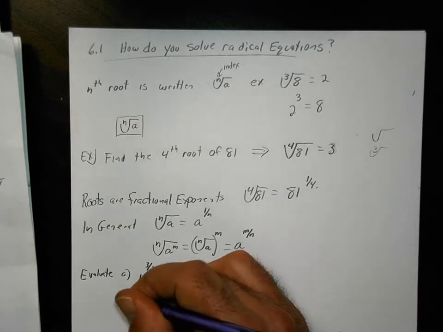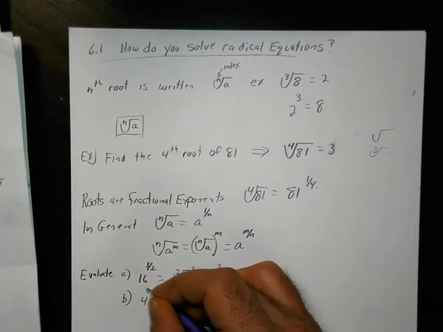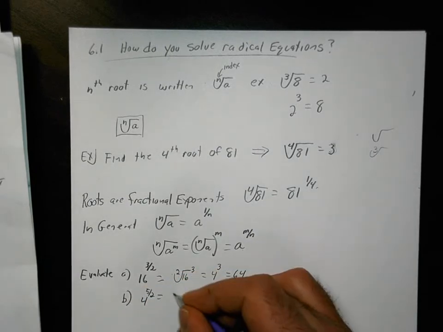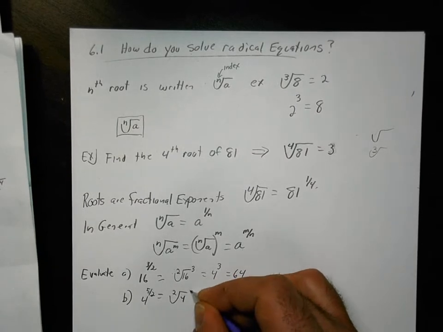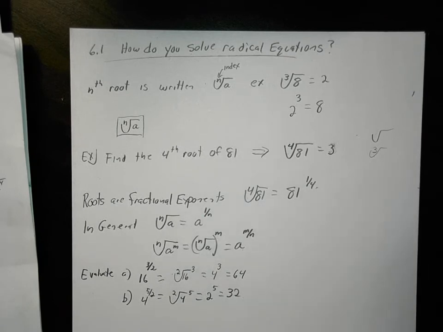Okay, let's try one more. How about 4 to the 5/2? So that's going to be the square root of 4 raised to the 5th power. So the square root of 4 is 2. 2 to the 5th power is 32, I believe.